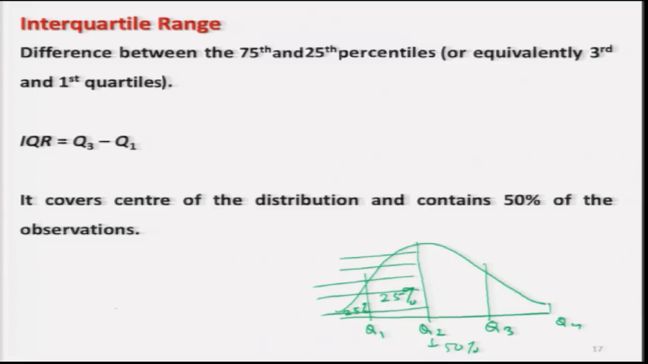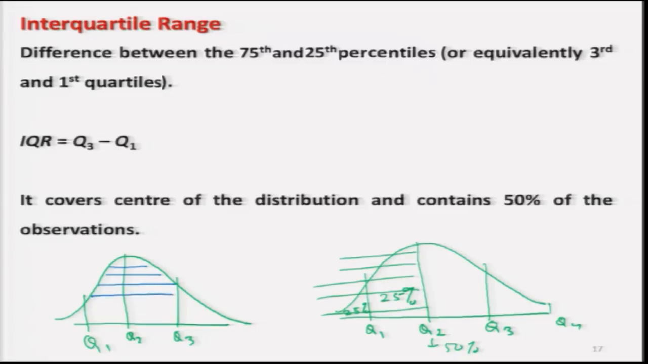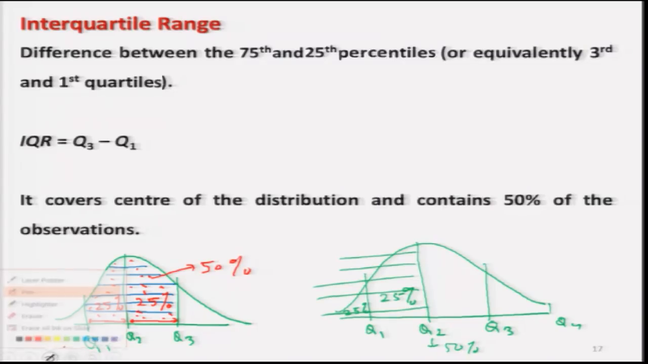Now what I try to do here is take Q1, Q2 and Q3. Q2 is the median, and I try to consider this area. You can see that this area consists of 25% of the total frequency, and this area consists of another 25% of the frequency. So the area between Q1 and Q2 is 25% of the total frequency, and the area between Q2 and Q3 is 25% of the total frequency. All together, if you add them, this entire area, which I am denoting by dots, takes care of 50% of the total frequency.